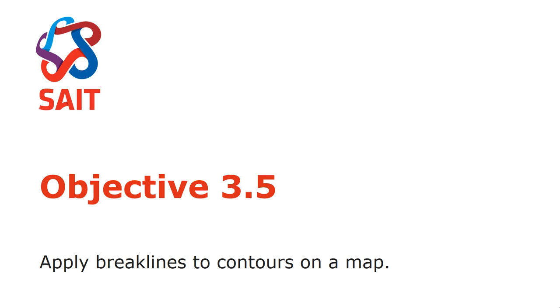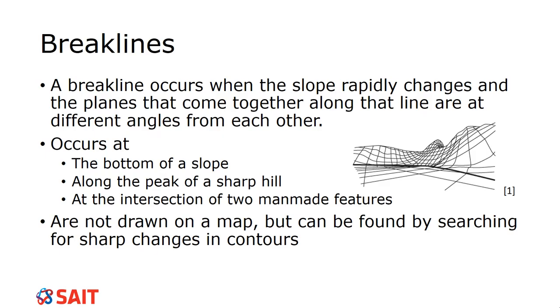All right, so applying break lines to contours on a map. This is kind of taking a detour from the slope concept of math, and we're going into the actual representation of contours and features on a map. A break line is a usually invisible line on a map where the slope rapidly changes and two planes come together at that line. They're at different angles from each other, so we're trying to make a clean, crisp location where that happens.